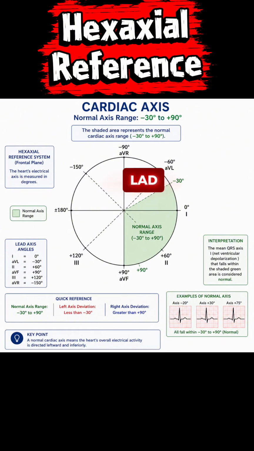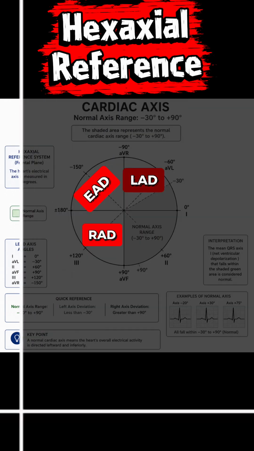Left axis deviation is going to be from your negative 30 to your negative 90 degrees. Right axis deviation is going to be from your positive 90 to your 180 degree mark. And then extreme axis deviation is going to be from 180 to negative 90 degrees.